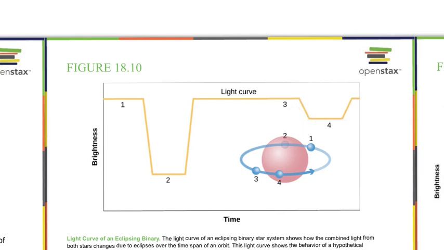But you can use these to determine what fraction of one star is being blocked. And it allows you to figure out the relative sizes of the two diameters. Let me see.